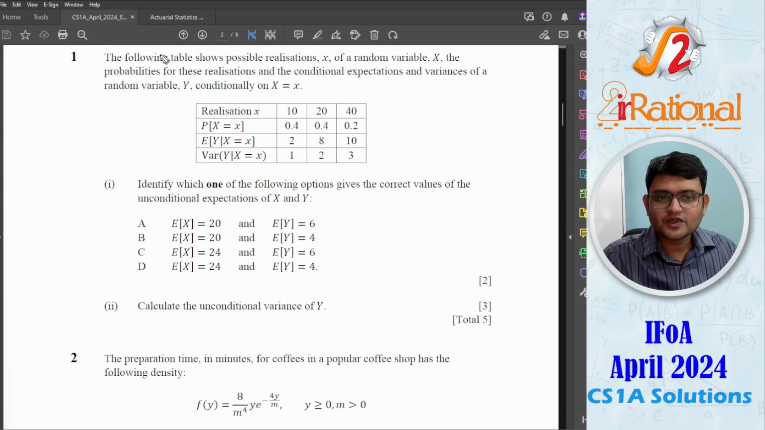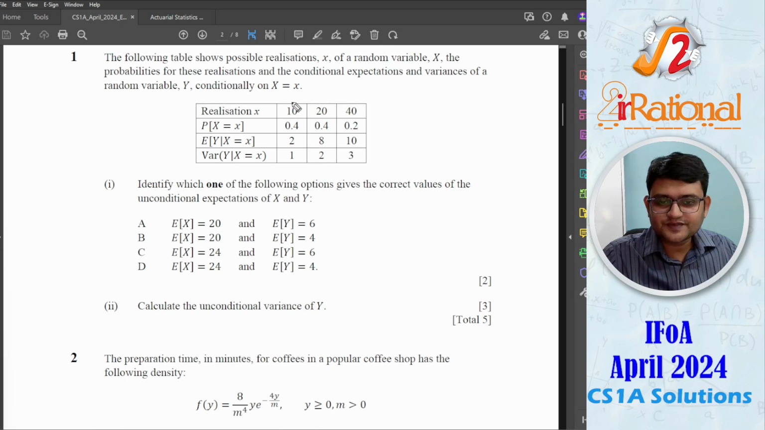Question number 1. The following table shows the possible realizations x for the random variable x, the probabilities of these realizations and the conditional expectations and variances of a random variable y conditionally on x. First part, identify which one of the following options gives the correct value of the unconditional expectation of x and y.